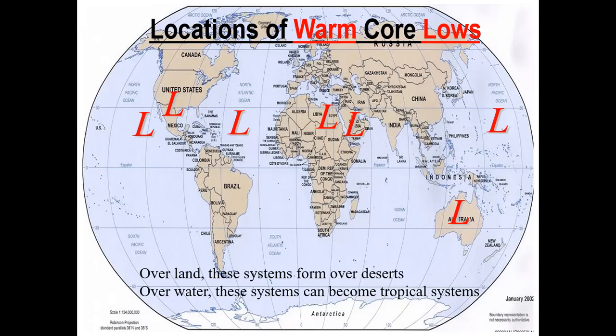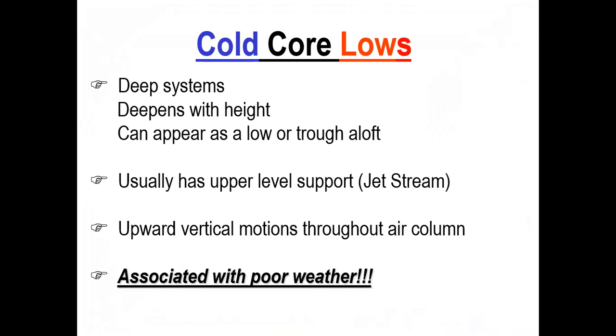Cold core lows, on the other hand, are much deeper systems, and they are going to deepen with height. They can appear as a low or a trough aloft, and they usually have upper level support in the form of a jet stream. There's upward or rising vertical air motion throughout the entire air column, and the cold core lows are associated with poor weather. You get these cold core lows quite frequently when they get cut off from the main jet stream.